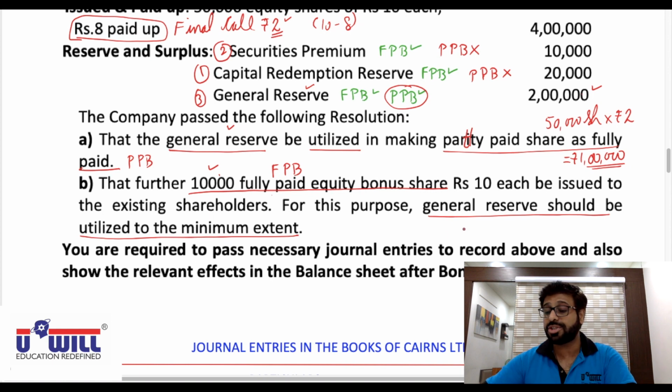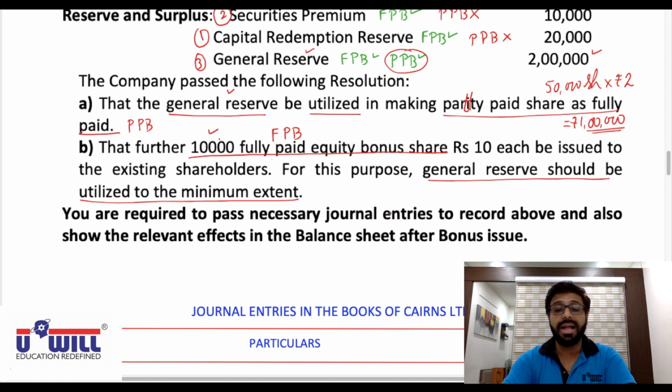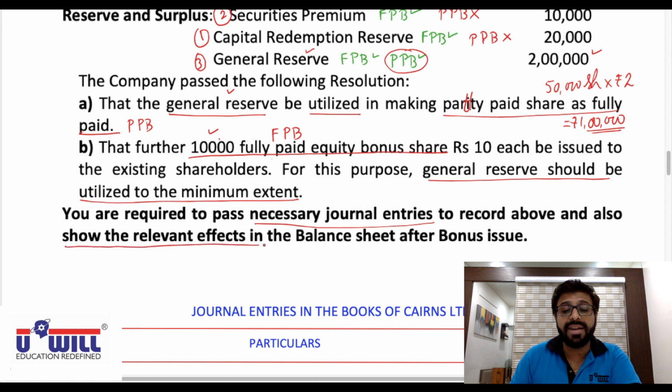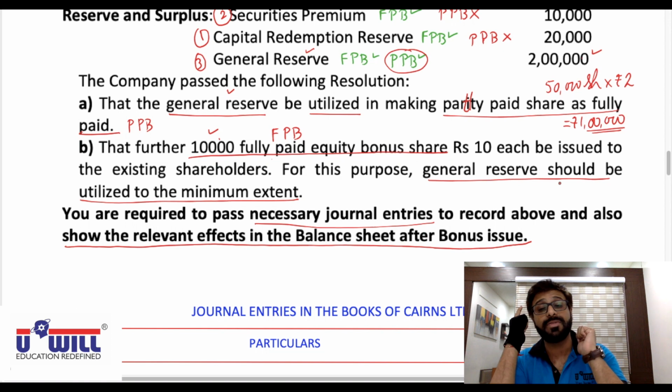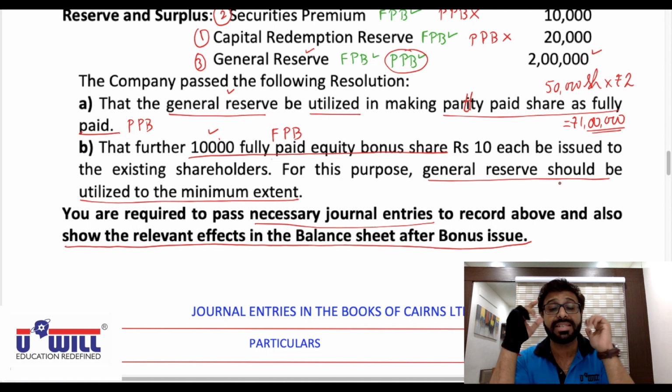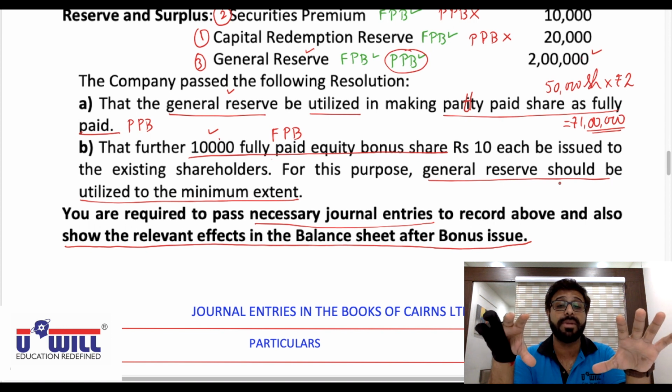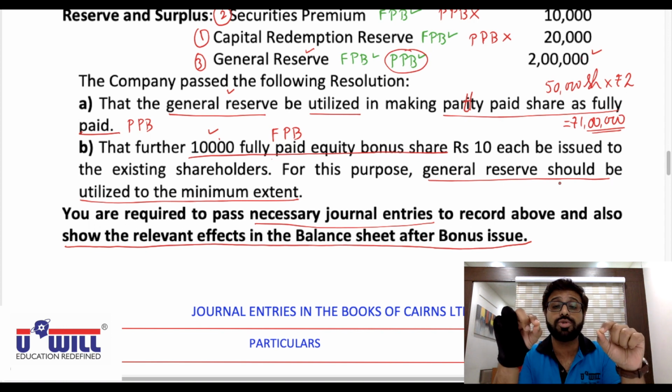You are required to pass journal entries to record above and also show the relevant effects in balance sheet after bonus issue. Underline this portion, everyone. We don't have to pass only journal entries, but what else is asked? Also show the relevant effects in balance sheet after bonus issue. So if you remember, as we made that small balance sheet of question 1 of share capital chapter, same way here also small balance sheet is to be made, and in that we have to show the effect.